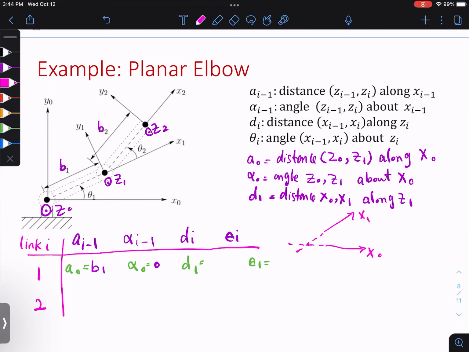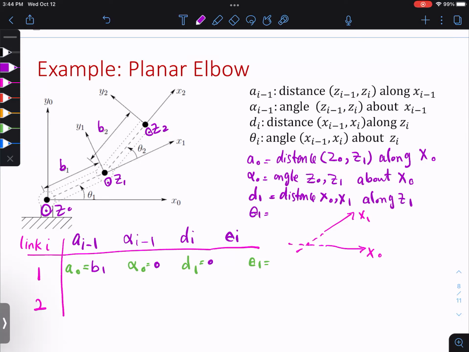What's the distance between them? They coincide, right? So 0. Now, what is theta I? Since this is a rotary joint, we know that there is some theta 1 star, the joint variable. We also want to check if there is any angle between them at the beginning.